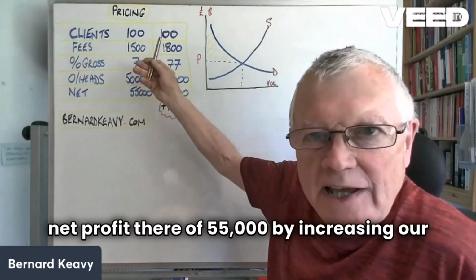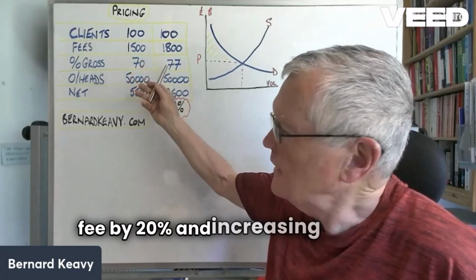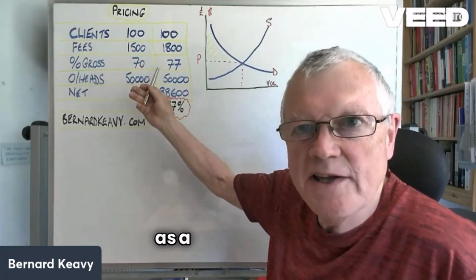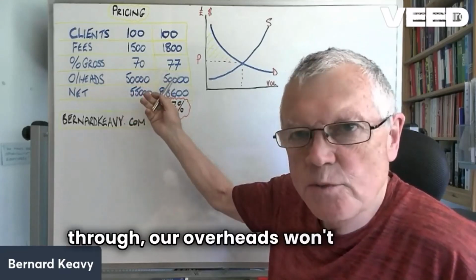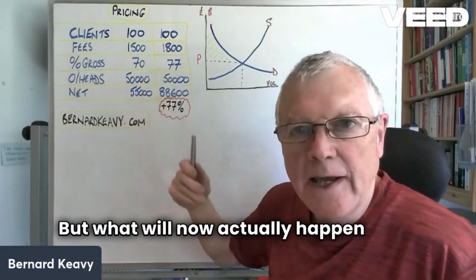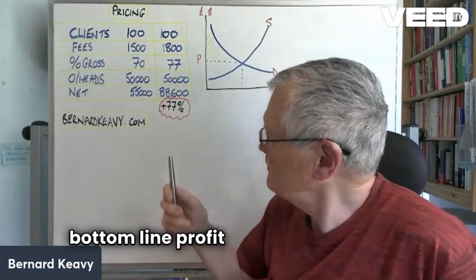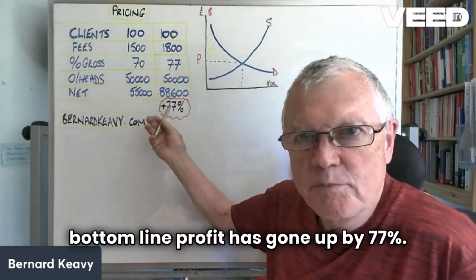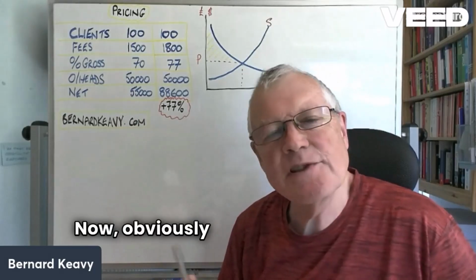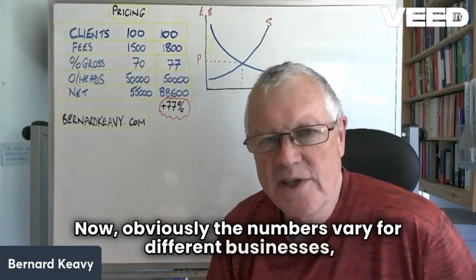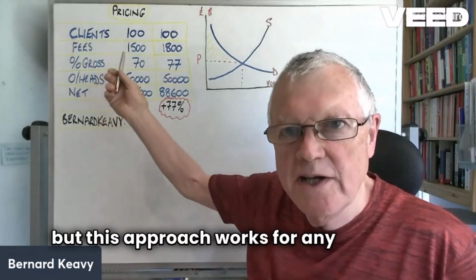By increasing our average fee by 20% and increasing our gross margin, therefore, as a result, by 10%, again, if we work the numbers through, our overheads won't change. But what will now actually happen is our net bottom line profit has gone up by 77%. So more than 2/3, more than 3/4. Now, obviously, the numbers vary for different businesses, but this approach works for any business.